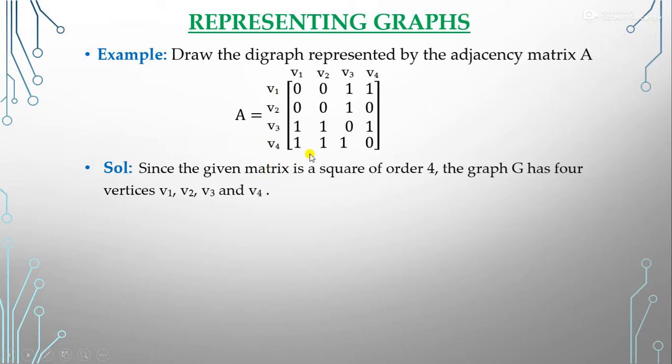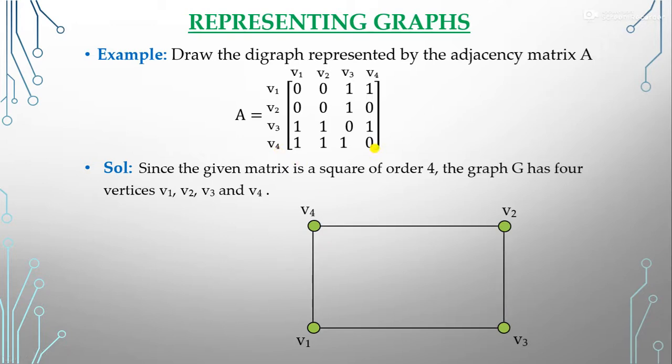Now 4 vertices are there. So like that we have the vertices V1, V2, V3, V4. And now we see that V1 and V3 is 1. It means that V1 is connected to V3, right? And V3 and V2 is 1. It means that V3 is connected to V2. And V2, V4, not V4, V2. Yes. And V4, V1 we have 1. So all these are connected to each other. Now this is the directed graph.